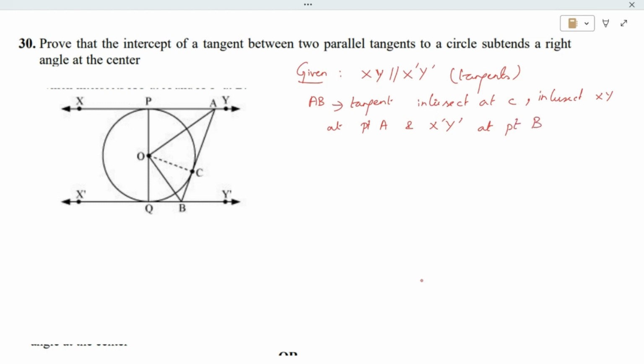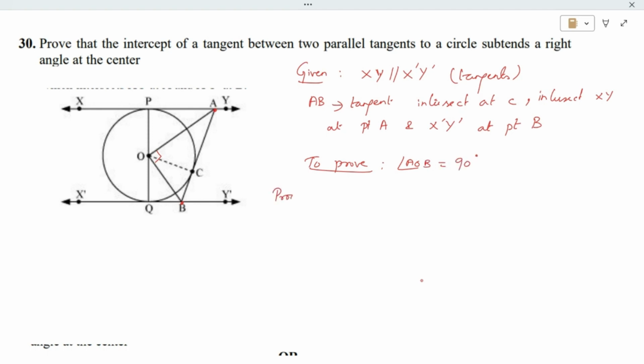So they are asking me to prove the intercept of a tangent between two parallel tangents to a circle subtends a right angle at the center. So they are asking me to prove angle AOB. Because these are the intersection points of two parallel tangents, right? So angle AOB makes a right angle at the center, is equal to 90 degrees.